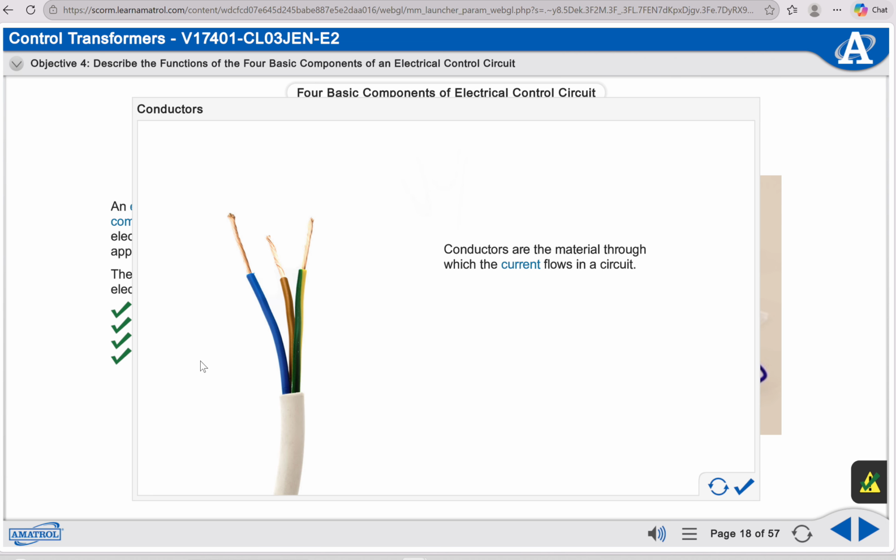Conductors are the material through which the current flows in a circuit. A common conductor is copper wire.